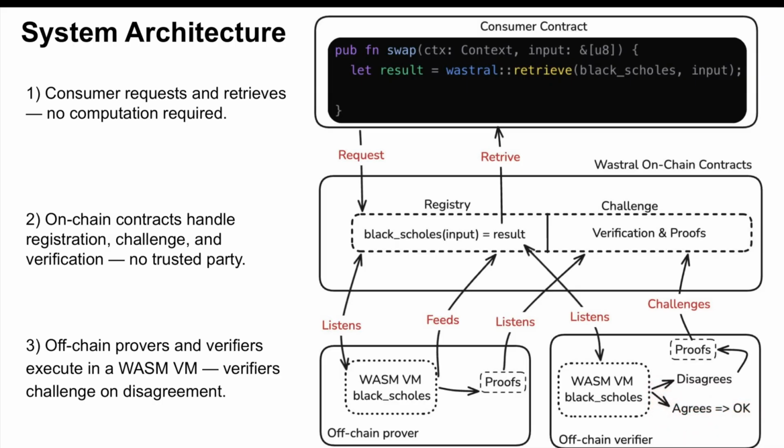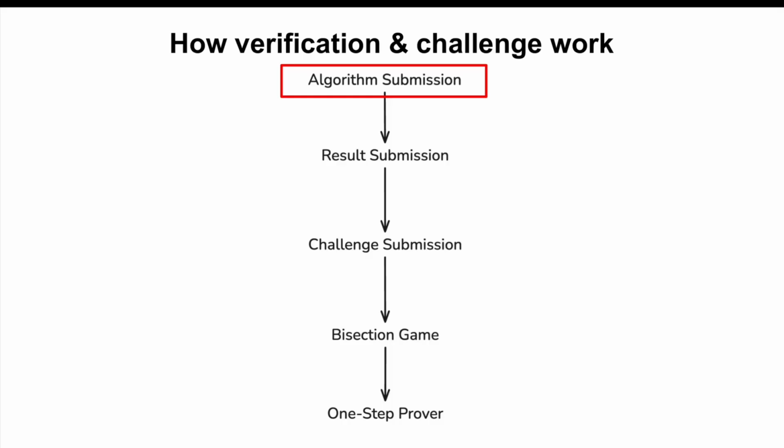It's an optimistic approach. So the good part is pretty straightforward. The main tricky part is how the verification and the challenge work. So we have 5 layers as you can see here. Let's explore the first part, which is algorithm submission.